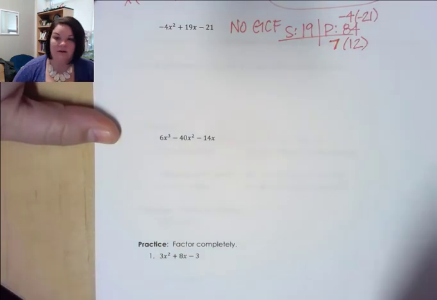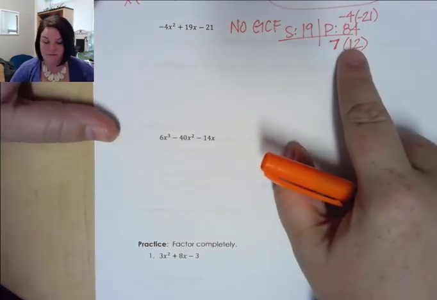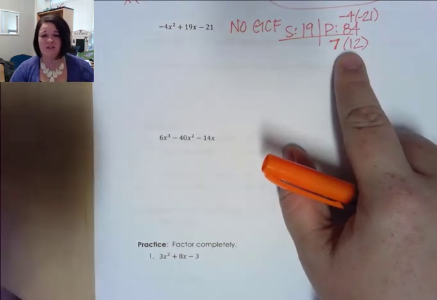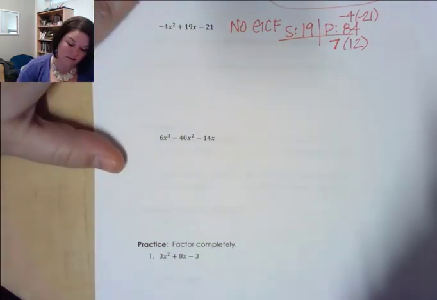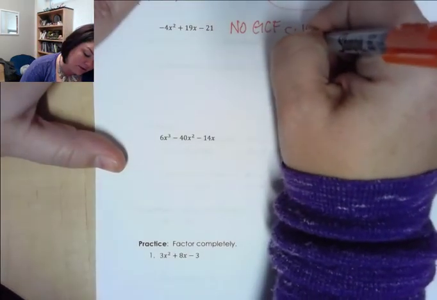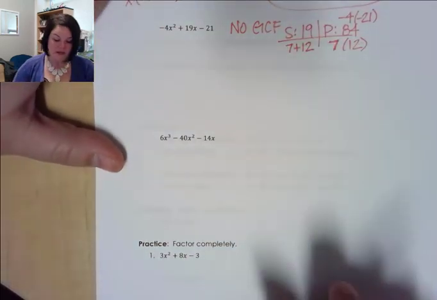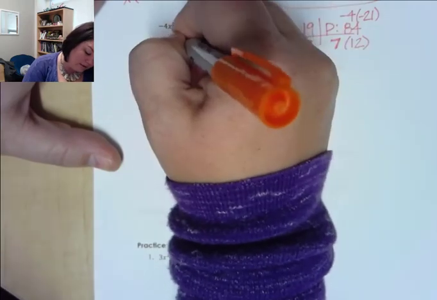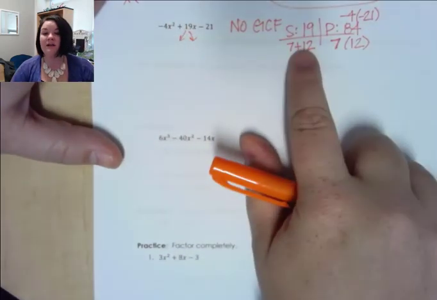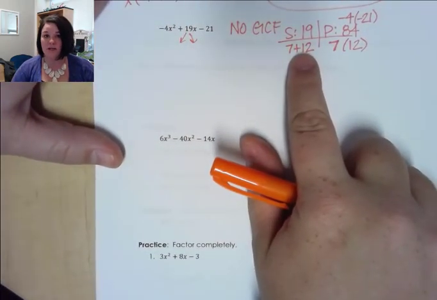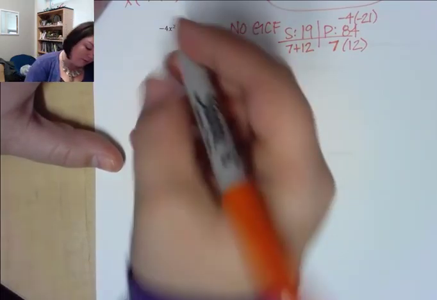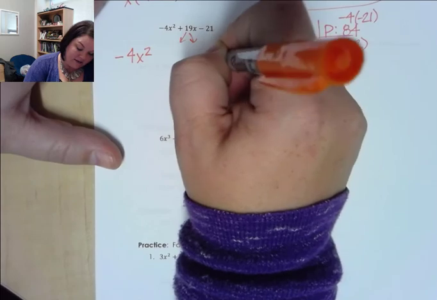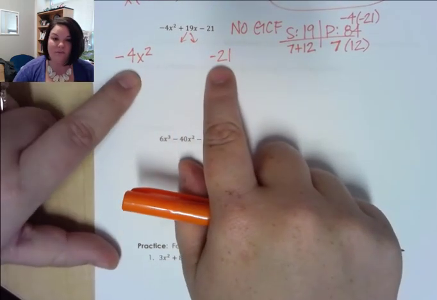times 12. 7 times 12 gives me 84, and 7 plus 12 gives me 19. And I don't have to change their signs because 2 positives works. So I have 7 plus 12. Okay, so these are the 2 numbers I want to replace this middle term with. Now, like I said before, you can enter these in any order that you want. So when I rewrite this, I have negative 4x squared and I have a negative 21, and I want to put these 2 numbers in.